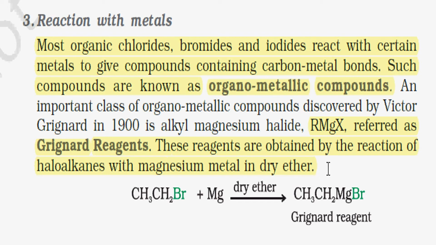These reagents are obtained by reaction of haloalkane with magnesium metal in dry ether. So here we have haloalkane, that is alkyl halide, plus magnesium metal in dry ether to give you Grignard reagent, which is RMgX. Here R refers to alkyl group, that is CH3CH2 or any other alkyl group.